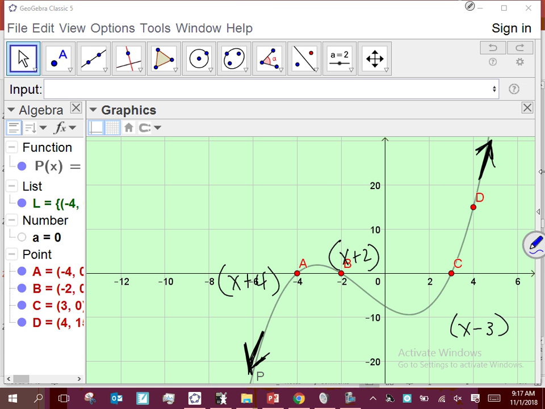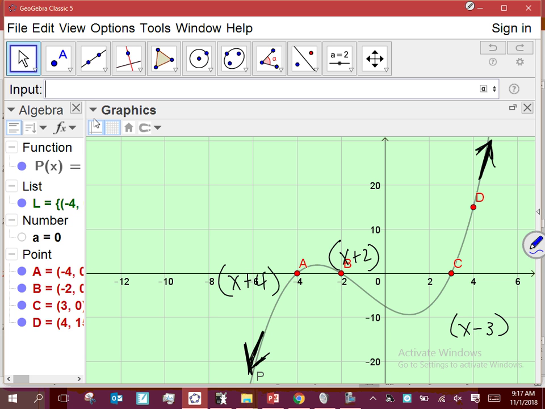How do I get that polynomial? Well, a polynomial is a product of factors. Do we now have our factors? Okay. So I'm going to type in real quick, let's call it p sub 1 of x, and we'll write it as x plus 4 times x plus 2 times x minus 3. Okay?